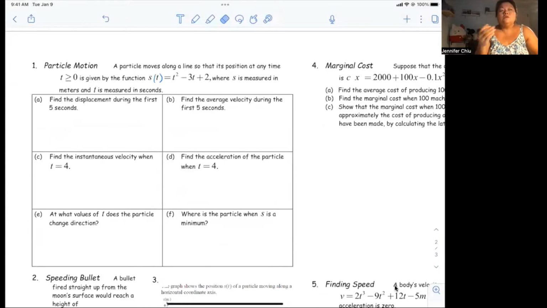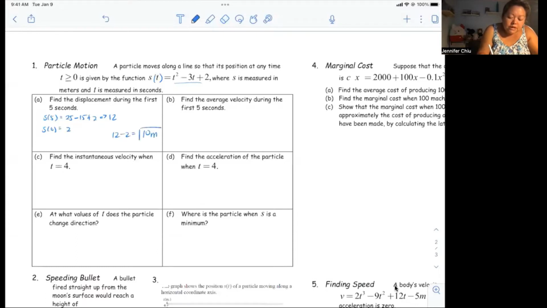You cannot just assume you start at 0 when t equals 0. Sometimes you start off at a certain position, at a certain height. So you have to find s of 0 and s of 5. Plug it into the function here. s of 5 is 25 minus 15 plus 2, which gives me 12. s of 0 is 2. So the displacement is 12 minus 2, that's 10 meters. That's the difference from the beginning to the end of 5 seconds. So it's a change in the position.